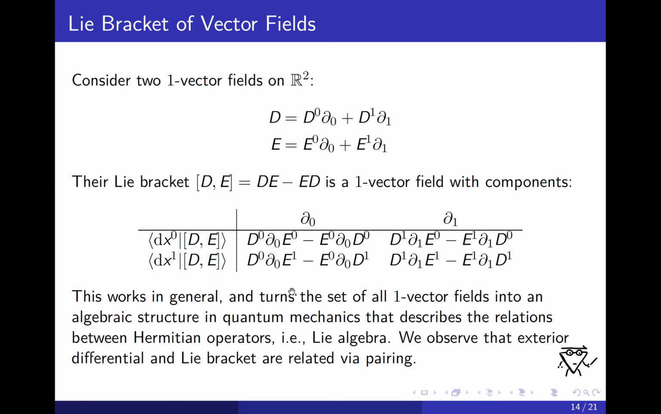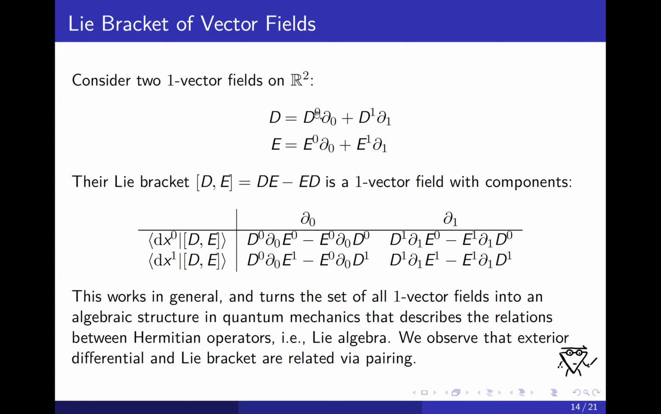We introduce a seldomly introduced concept in the course Mathematical Methods for Physics. That is, we relate another structure, the Lie bracket of vector fields, together with the exterior differential. Consider two one-vector fields on R2.